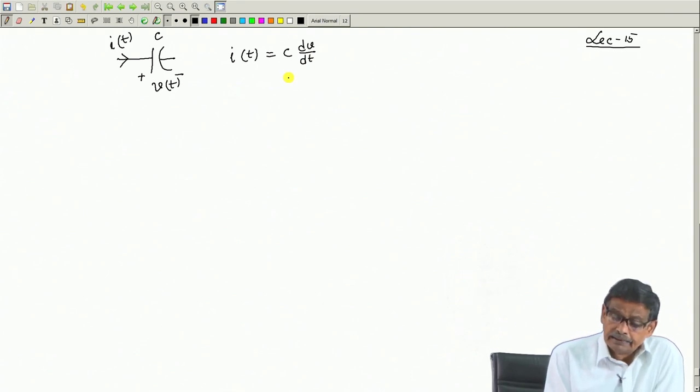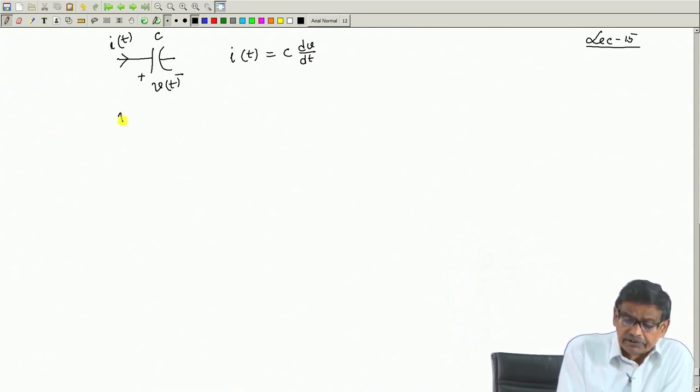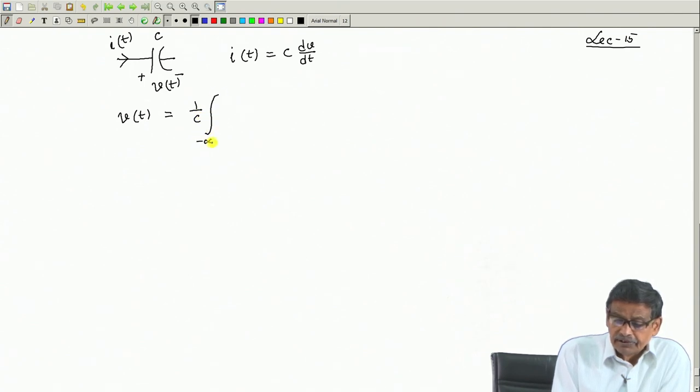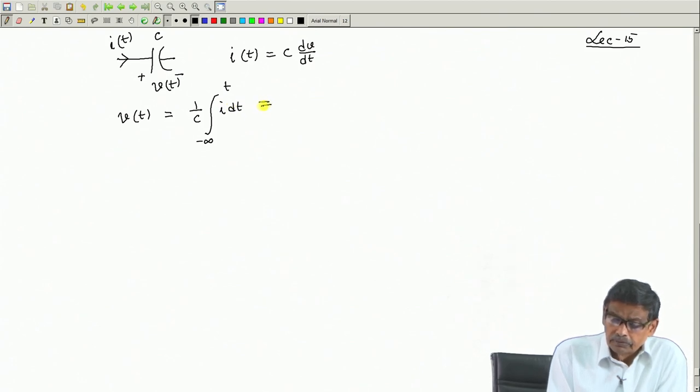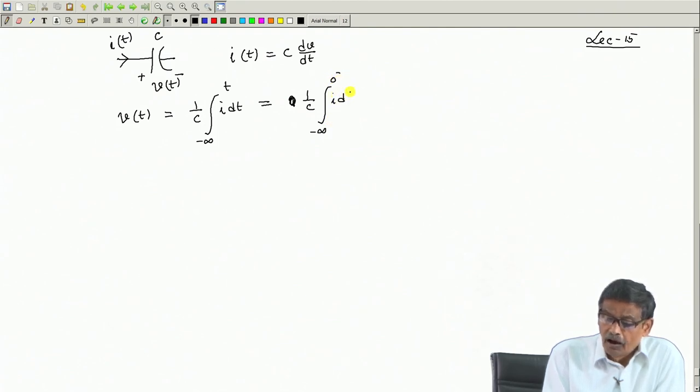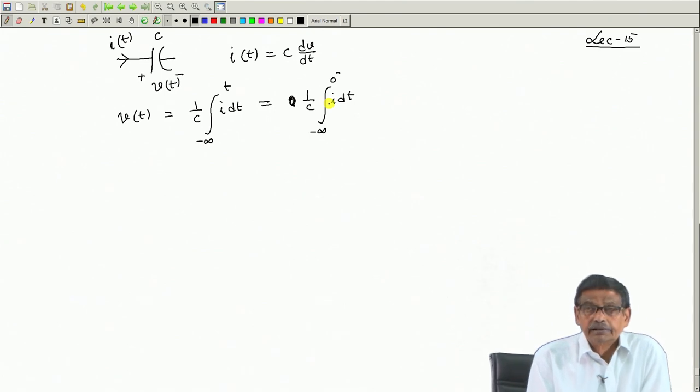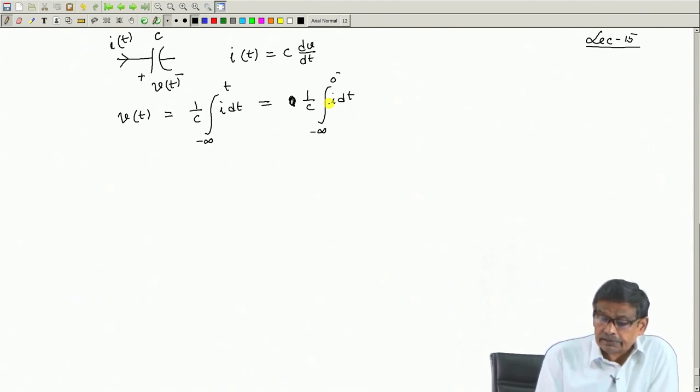And the second thing is a general expression of the voltage across the capacitor, which is equal to 1 over C times the integral from minus infinity to t of I dt. So, this integration of 1 over C from minus infinity to 0 minus of I dt, how you behaved with the capacitor with currents from minus infinity to 0 minus, that is important.